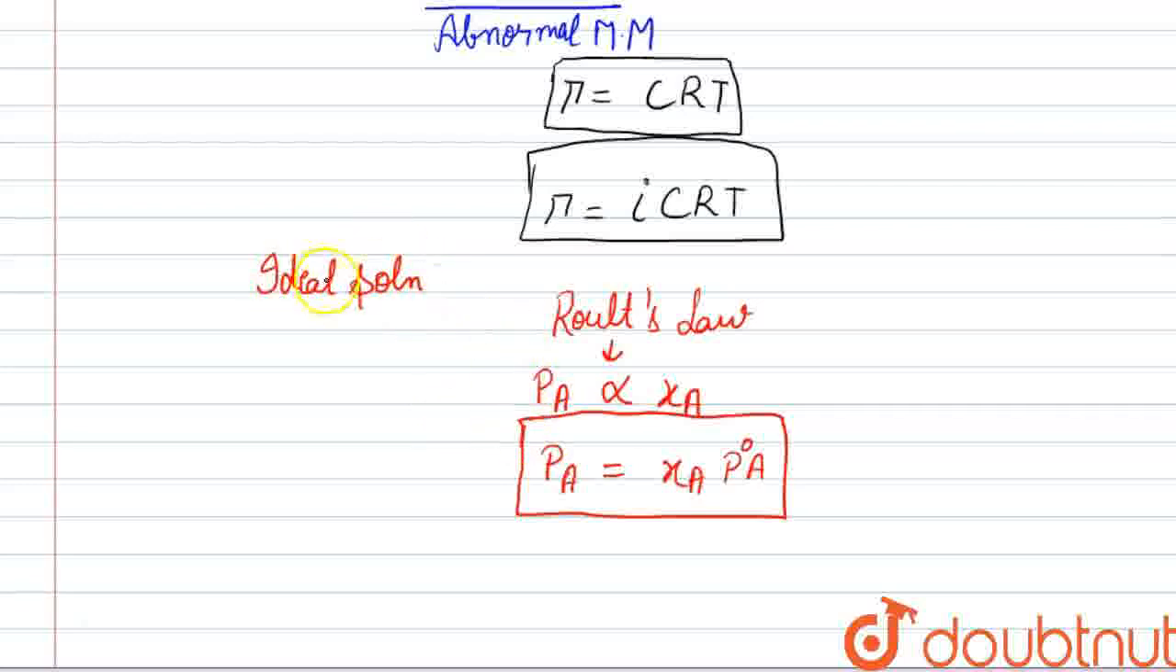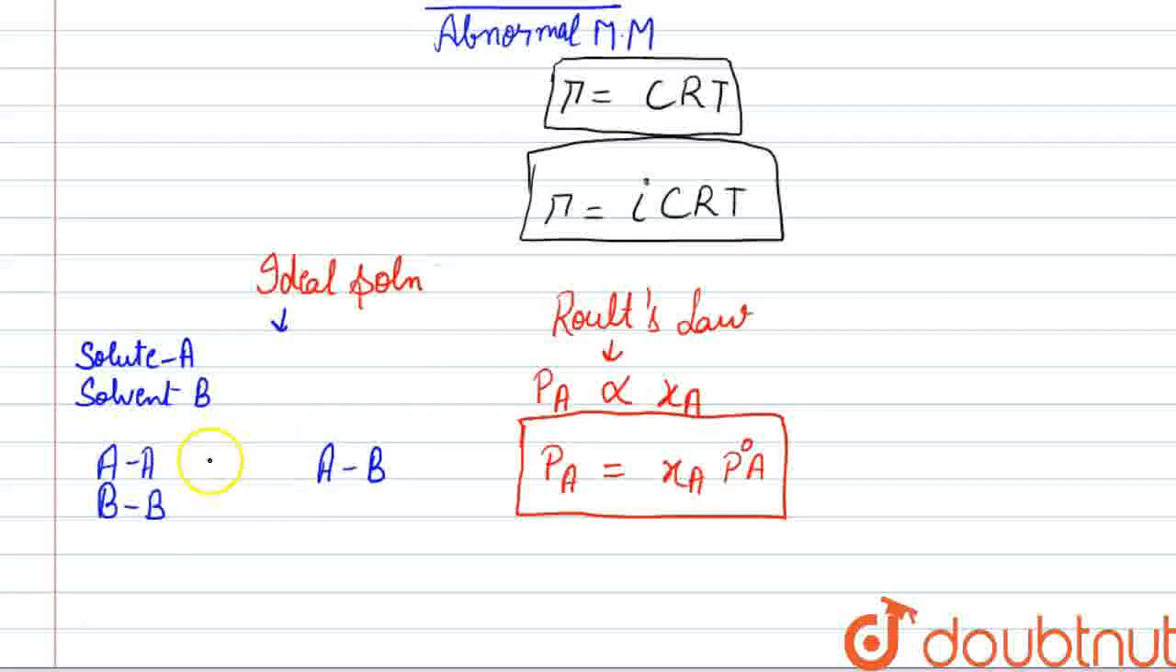Now one more thing, in the case of an ideal solution, if we write solute as A and solvent as B, we know that we have a solute-solute interaction, a solvent-solvent interaction, and a solute-solvent interaction inside a solution. If all these are equal, then we can say this is the case for the ideal solution. If they are unequal, then it is part of the non-ideal solution. So this is the case for the ideal solution. Thank you so much.